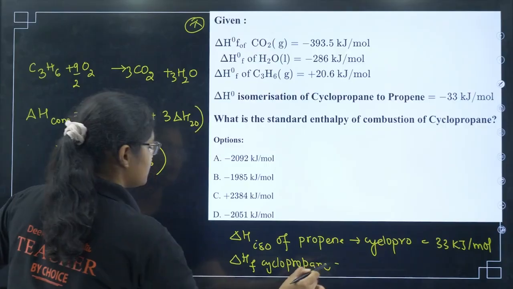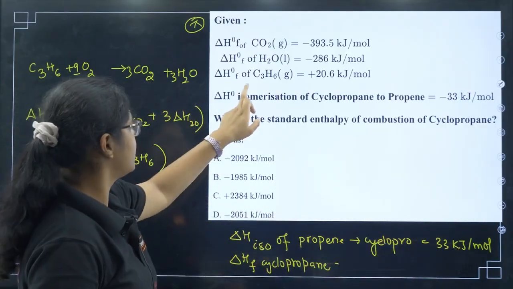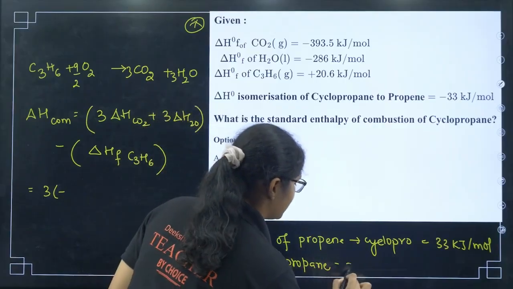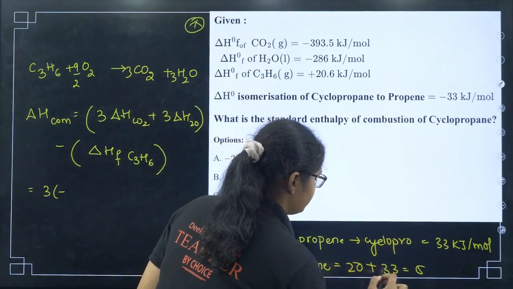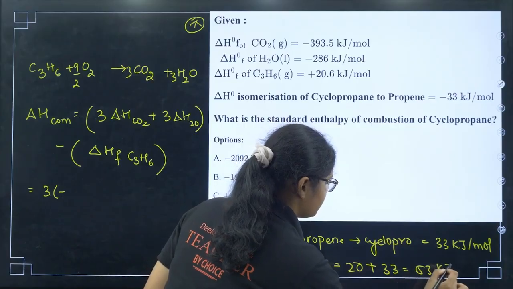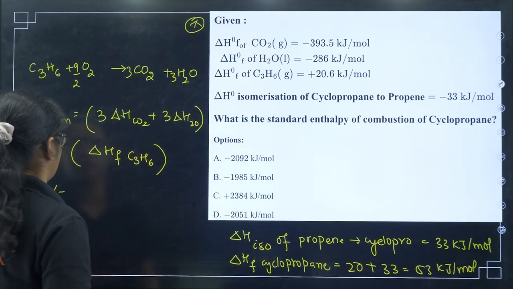See, first what will happen? Propene will form and after that it will isomerize. So what is the enthalpy of formation of propene? We have 20, and then for isomerization another 33. So total I will have 53 kilojoule per mole, okay. So enthalpy of formation of cyclohexane will be 53 kilojoule per mole.